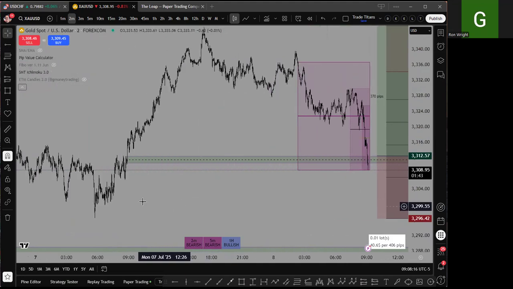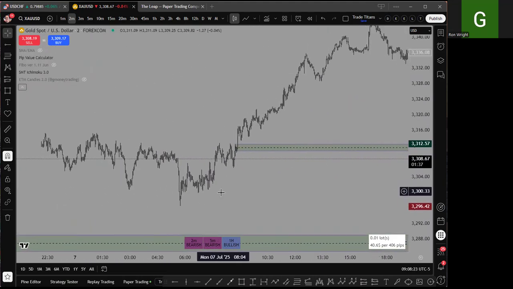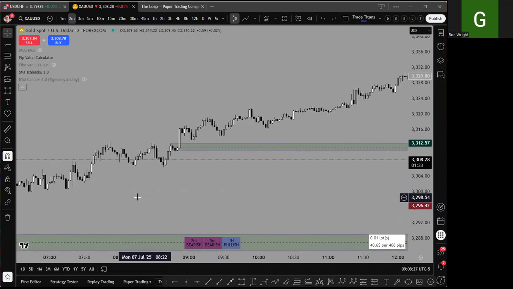What else is in the way? We got all this down here. There's something in here, probably a fair value gap, or we got this rally base rally here.